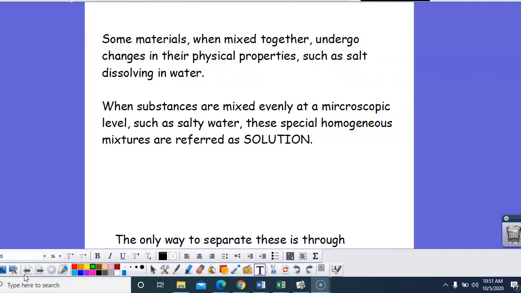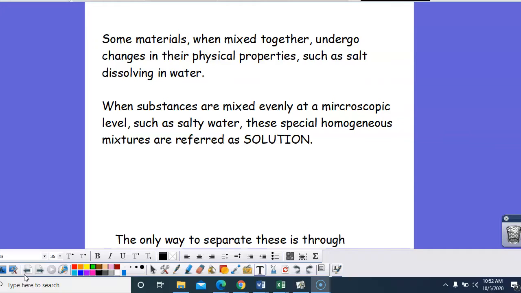We're continuing going over mixtures, and this is a mixture we're talking about as solutions. Some materials, when mixed together, undergo changes in their physical property, such as salt dissolving in water. When substances are mixed evenly at a microscopic level, such as salty water, these special homogeneous mixtures are referred to as solutions. If you haven't done this yet, I want you to make sure you put it in your science journal. Write this down to help you.